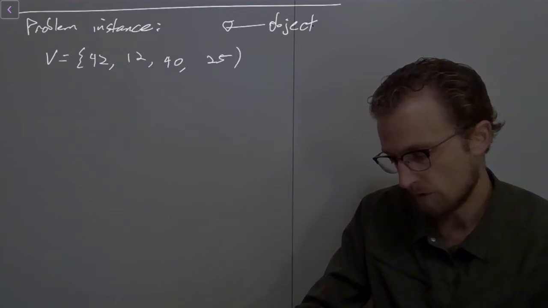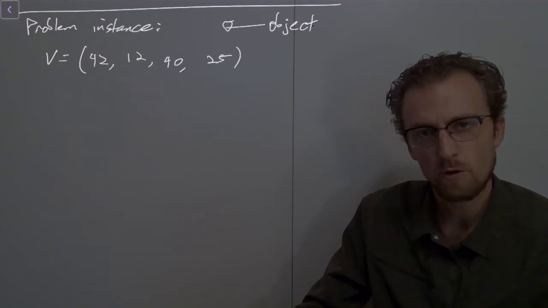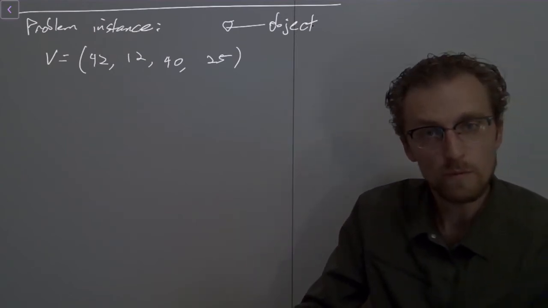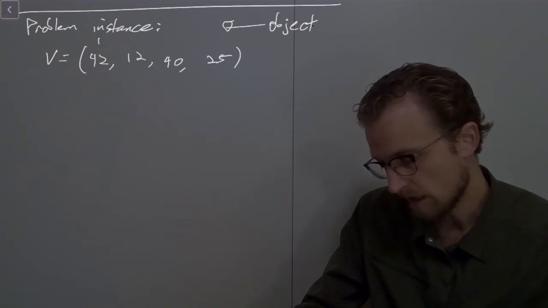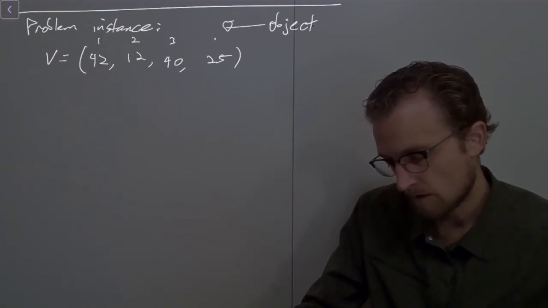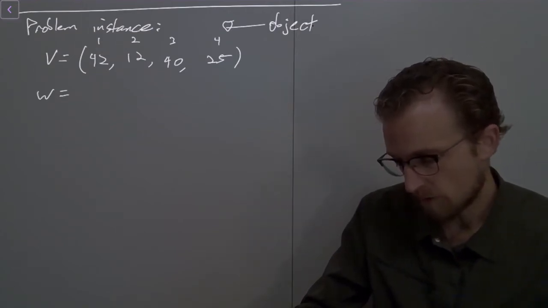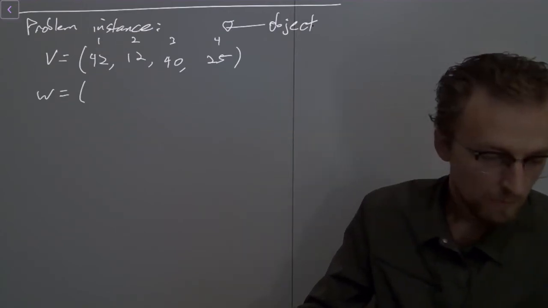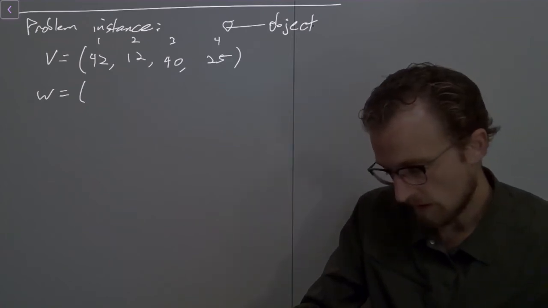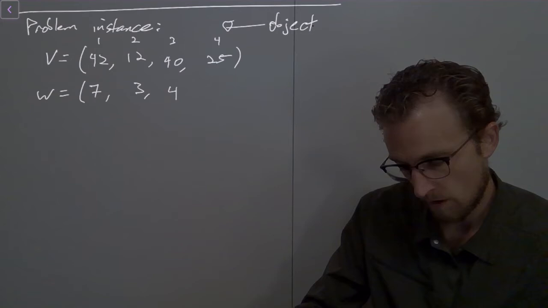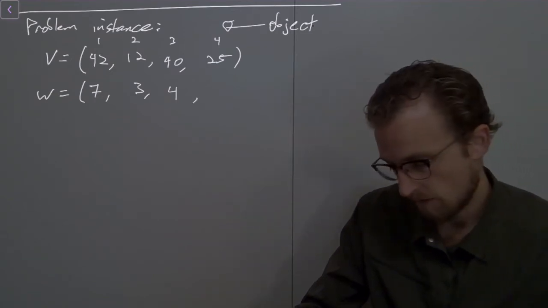And I really shouldn't be using curly braces here because this isn't a set, this is a tuple, right? The order matters. And so we can associate an index with each of these. And I'm going to one index this just for ease of language. So item 1 has a value of 42, item 2 has a value of 12, and so on. My set of weights is going to be 7, 3, 4, and 5.